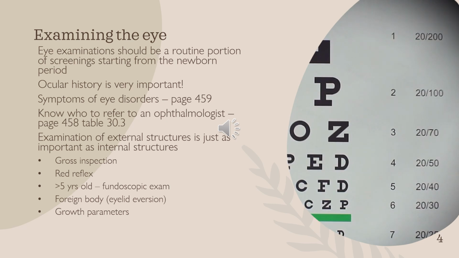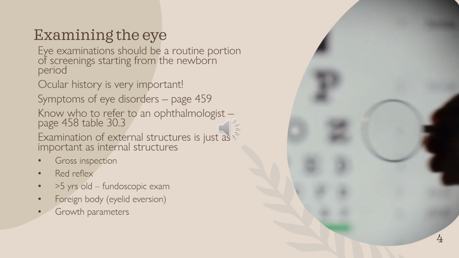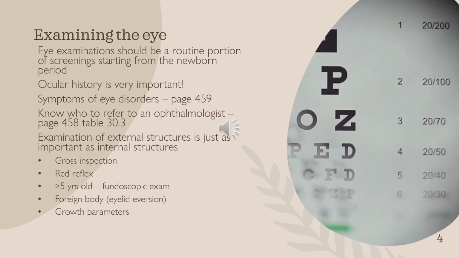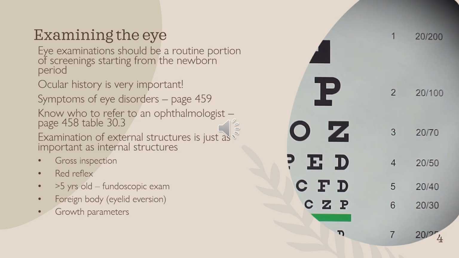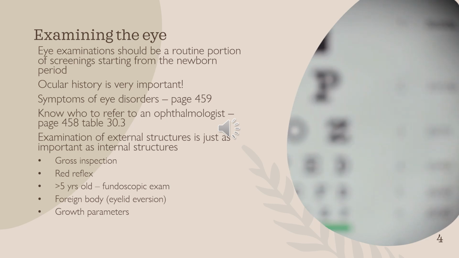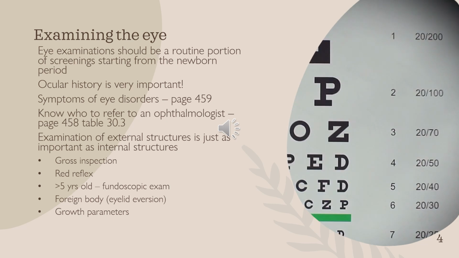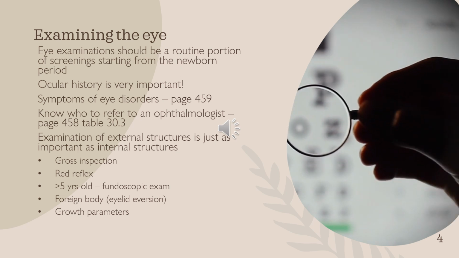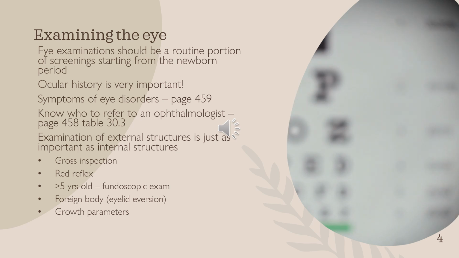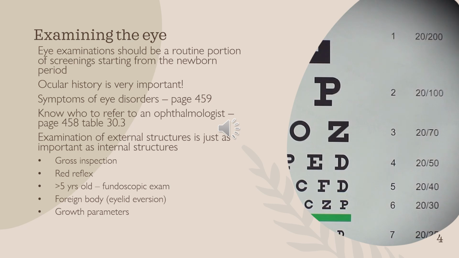Big thing is knowing where everything is in the eye, how to obtain that good history to be able to diagnose and see symptoms of eye disorders. If you look on page 459, it kind of goes into the physical examination of the eye, and that's important to look at. There's gross inspection. You need to elicit the red reflex.